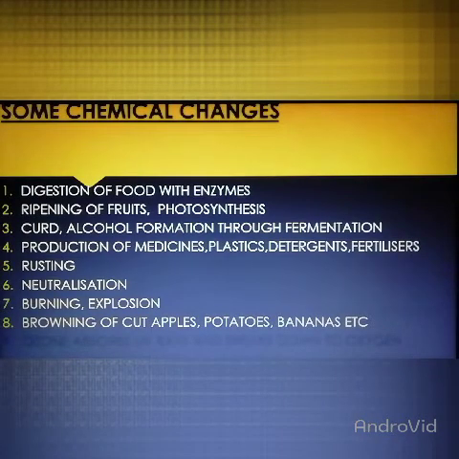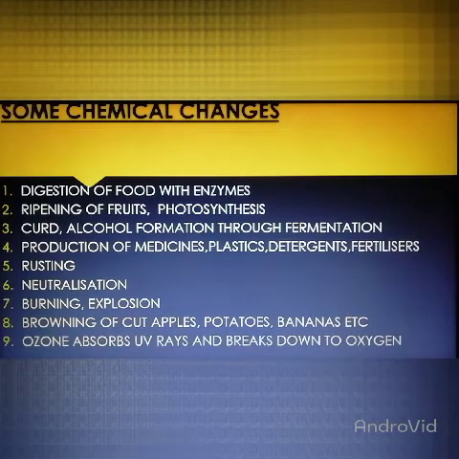Now, if you cut apples or potatoes and leave them in the open for some time, you'll find that the cut portions become brown in color. This is because of chemical changes brought about by certain enzymes, right? So this is actually an oxidation reaction, okay? So browning of these fruits and vegetables are chemical changes. Now, ozone absorbs ultraviolet rays or UV rays and breaks down to oxygen. This also is a chemical change.